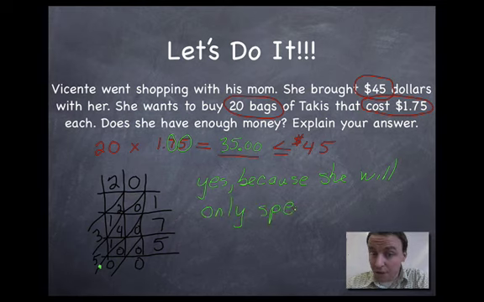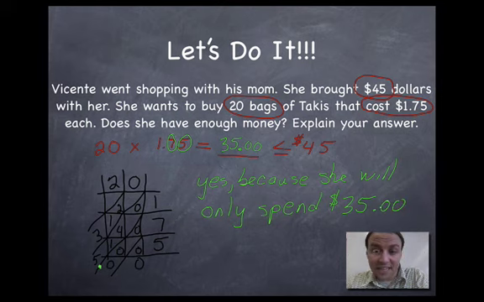Did you say 35 bucks? Because that's what we just figured out. She will only spend $35. If you want, you could even put the decimal point, right? That's showing she's not going to spend any cents, right? No dimes and no pennies. So she's only going to spend $35 on 20 bags.